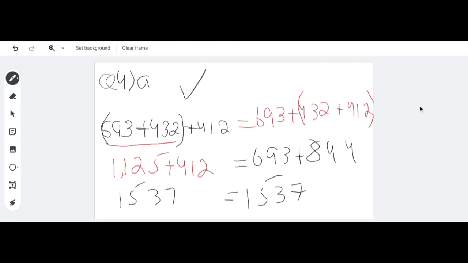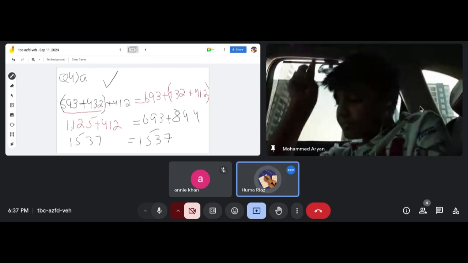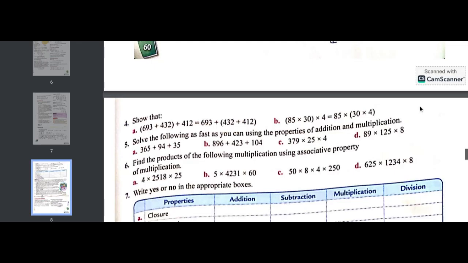Okay, ma'am. So the next question, question number 5. The first two parts are for addition and C and D are for multiplication. You have to do this for the properties of addition and multiplication. You can simply simplify this and get the answer, and the same goes for the C and D parts. I think we don't have to create the equals.